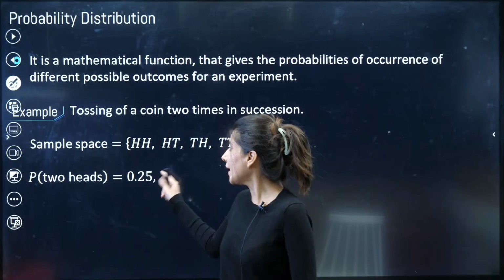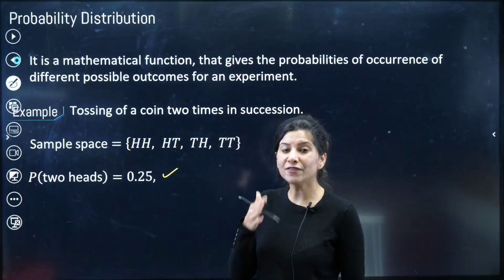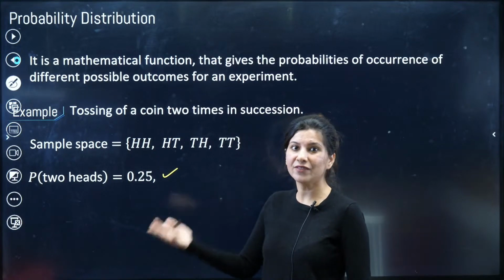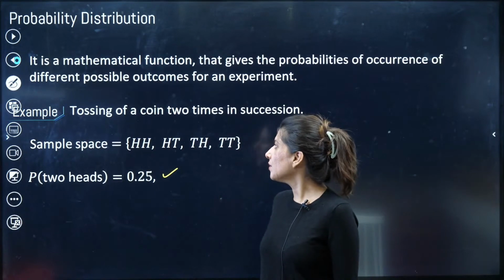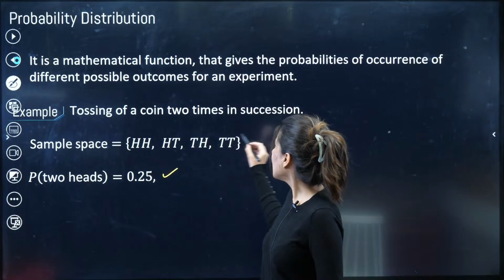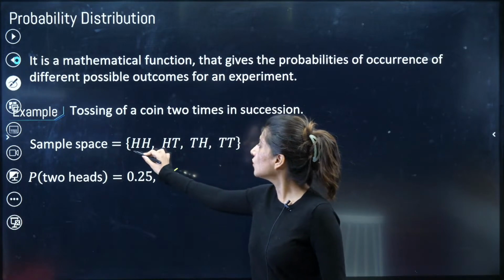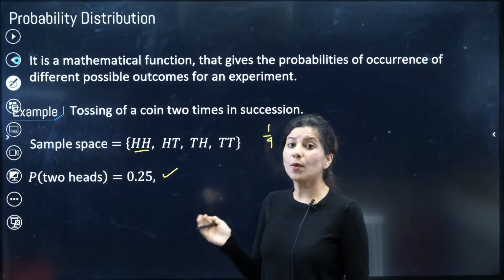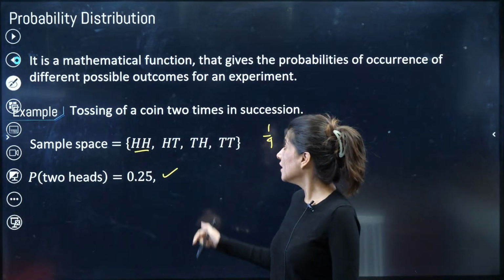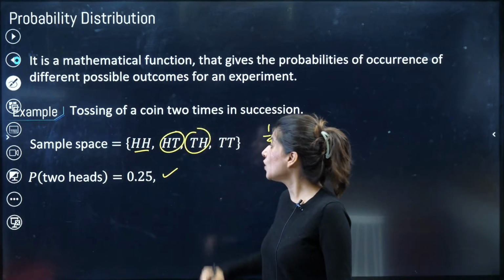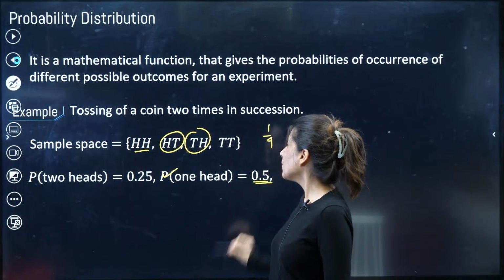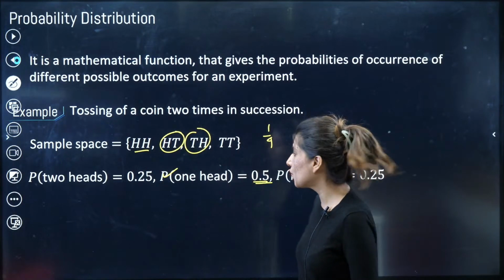Probability of getting 2 heads, that is probability of X equal to 2, random variable equal to 2. So that would be 1 by 4, right? Probability of getting 2 heads is 1 upon 4. Probability of getting 1 head will be 2 upon 4, that is 0.5. Probability of getting 0 heads will be 0.25.